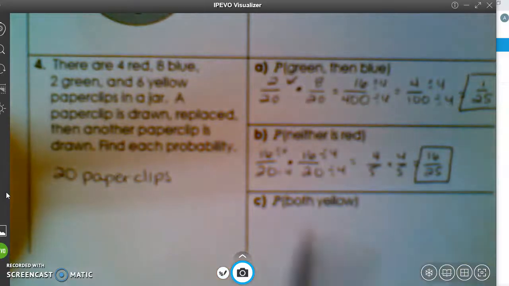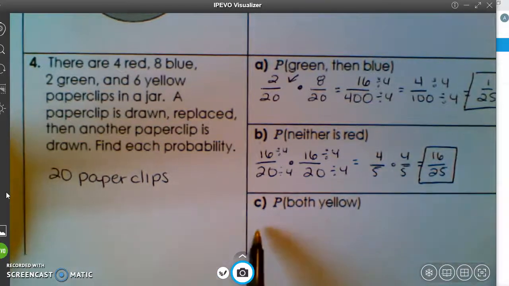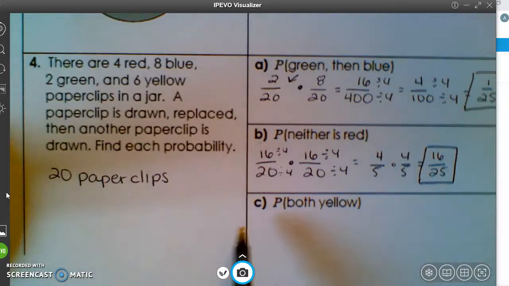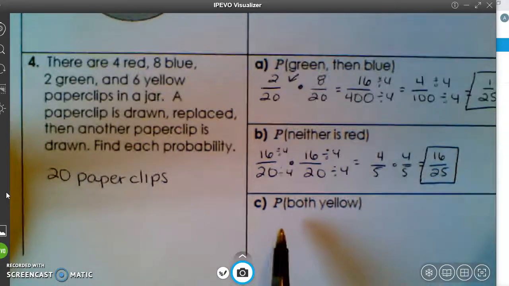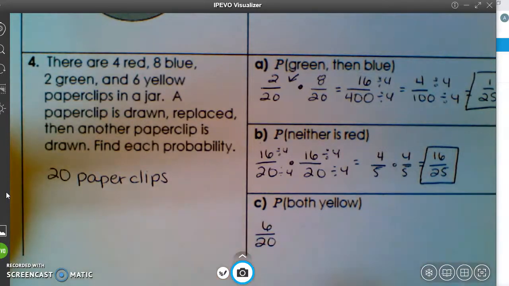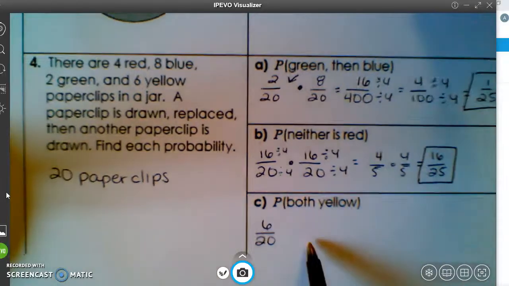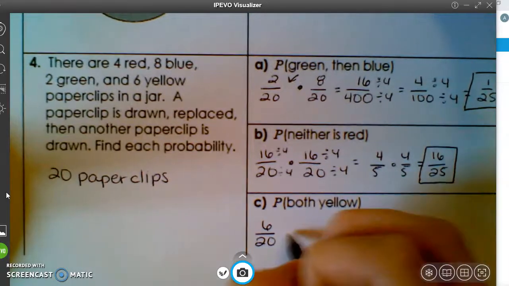Hold on. So C says we need probability of both being yellow. So that means I want yellow the first time and I want yellow the second time. So the first time I want yellow, the first pick. How many favorable options are there if I want yellow? Well, there's 6 yellow paper clips in that jar. So there's a 6 out of 20 chance that I get yellow the first time. Then I want yellow the second time. And again, there's a 6 out of 20 chance.